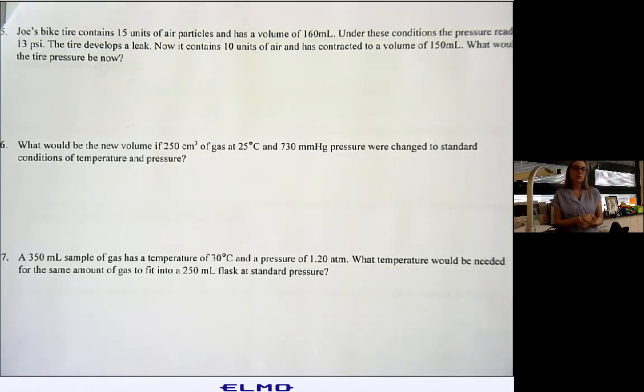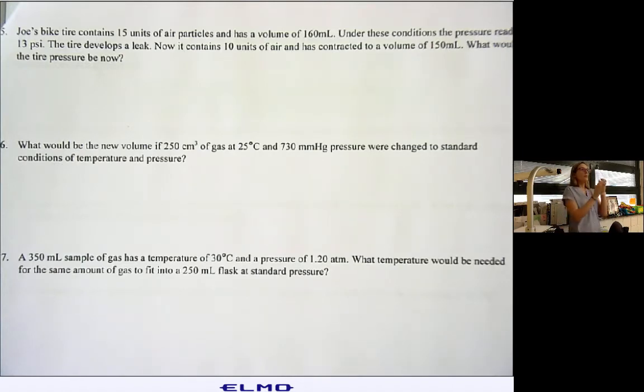So this says Joe's bike tire contains 15 units of air particles and has a volume of 160 milliliters. Under these conditions, the pressure reads 13 psi. Then the tire develops a leak. Now it contains 10 units of air and has contracted to a volume of 150 milliliters. What would the pressure in the tire be now?